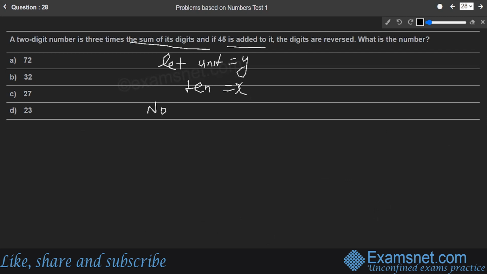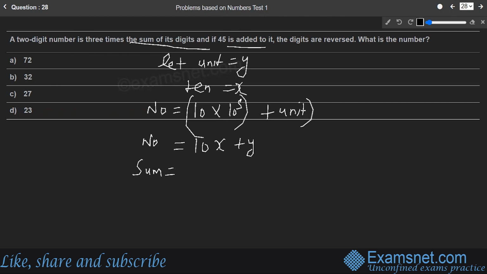So what should be the number? The number is always 10 times the tens digit plus the unit digit. The tens digit is x, so it is 10x plus y. So this is the original number that we have. He says the two-digit number is three times the sum of its digits. So what is going to be the sum? The sum of digits is nothing but x plus y.